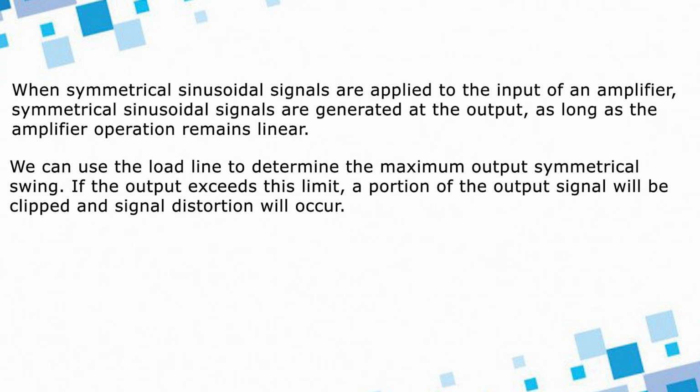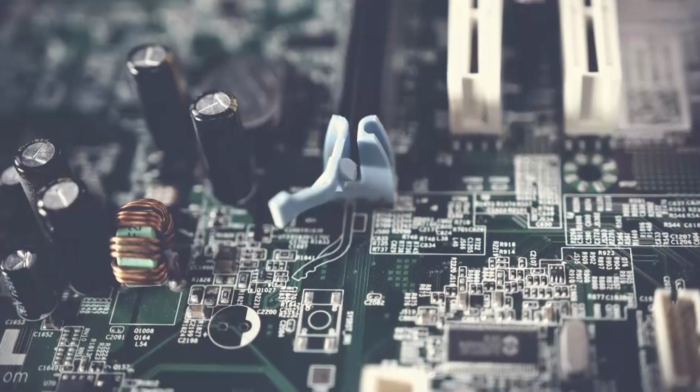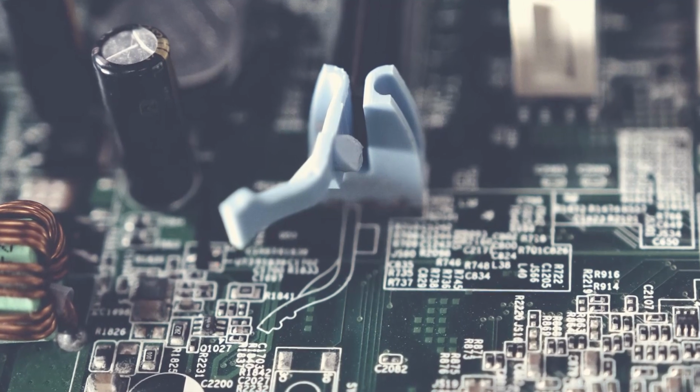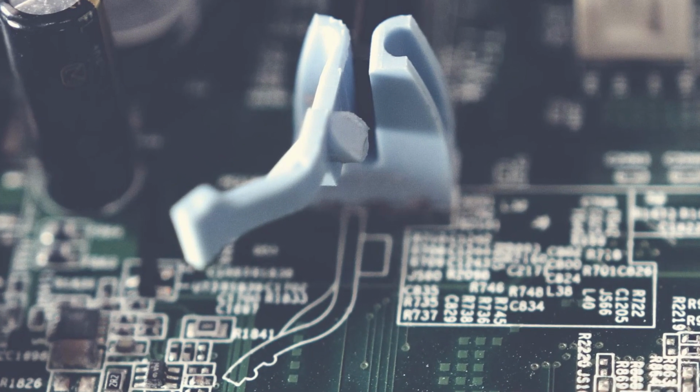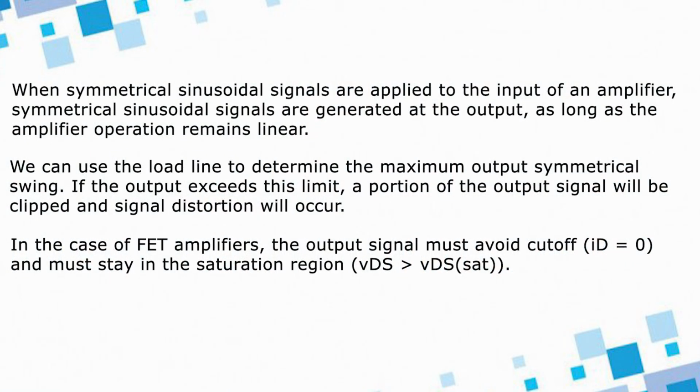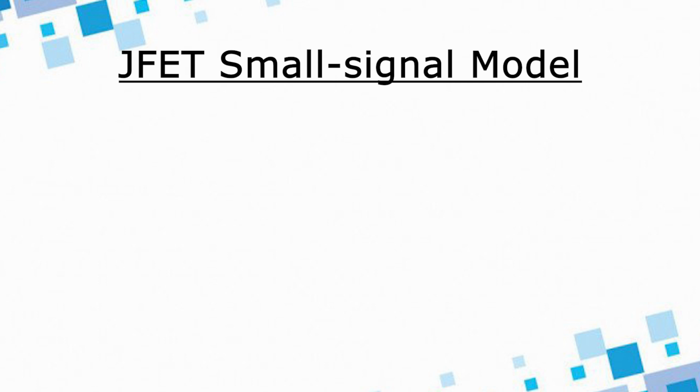If the output exceeds this limit, a portion of the output signal will be clipped and signal distortion will occur. In case of FET amplifiers, the output signal must avoid cutoff, that is ID equals 0, and must stay in saturation region, that is VDS must be greater than VDS saturation, that is the drain to source voltage should be greater than the saturation value. So, let us further go towards the junction field effect transistor, that is JFET small signal model.